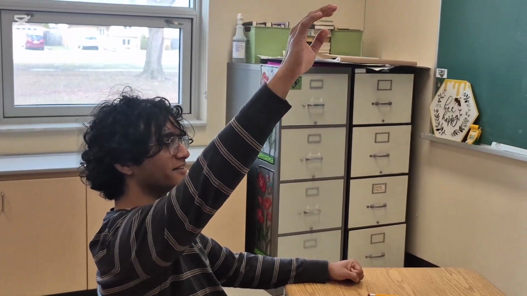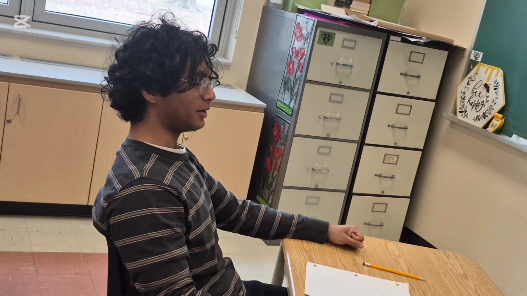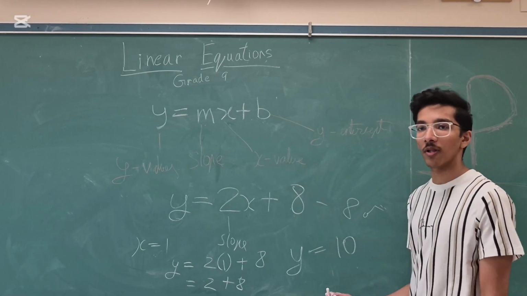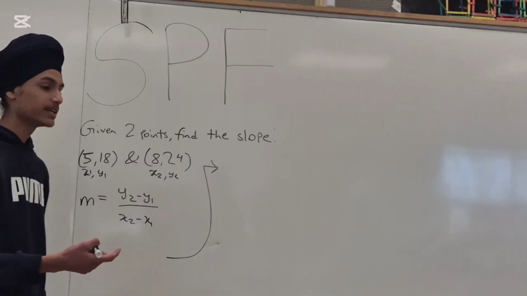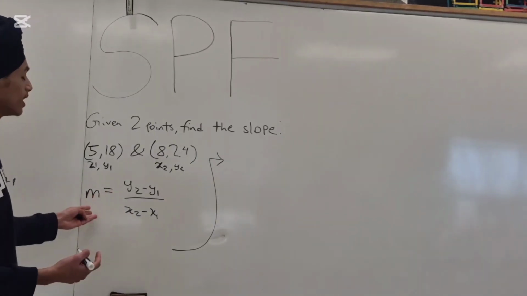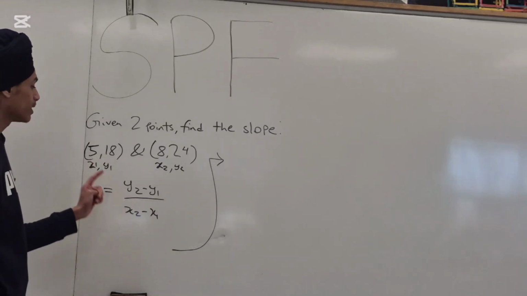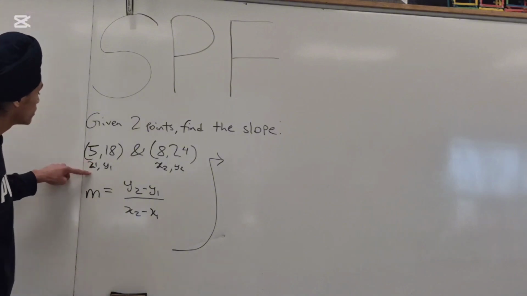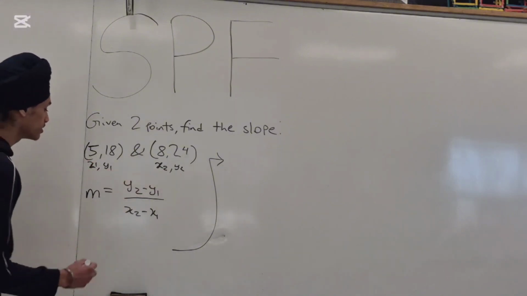Hey sir, when you have two given points, how do you find the slope? Yeah, Farhan. To find the slope, you use a formula that you have to remember. So right now we're gonna learn how to find the slope from 2 points. This is the formula: y2 minus y1 over x2 minus x1. So first you want to label it: x1, y1, x2, y2. And then you want to sub in the numbers.